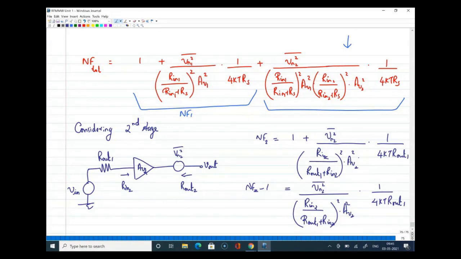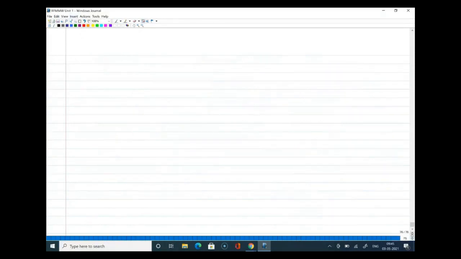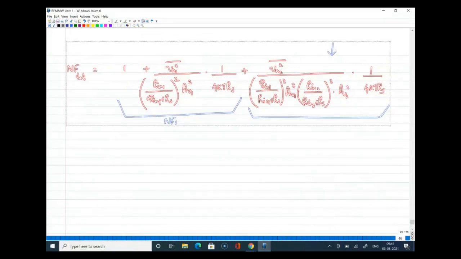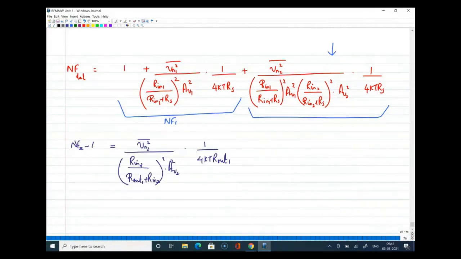Now, if I look at the first stage, look at the expression which is written in red, especially the third term, you can see some terms. So there are a few terms present over there, right? So what I will do here is, I'll take this expression and I keep it over here. I'll also take this, keep it here.